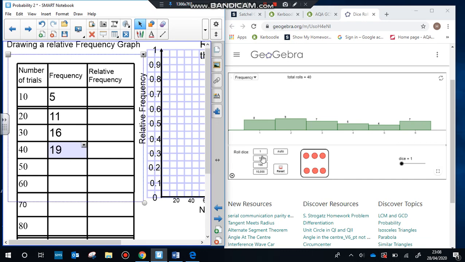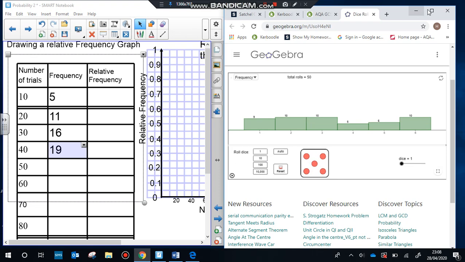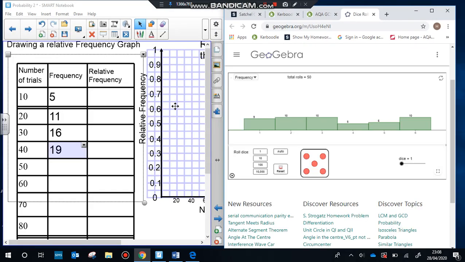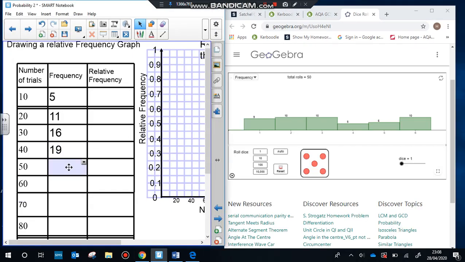Okay, we'll press 10 again, get 50 rolls. Just need to make it bigger. So we've got 9 and 10 is 19. Add the 6 is 25. Let's put 25 in here.